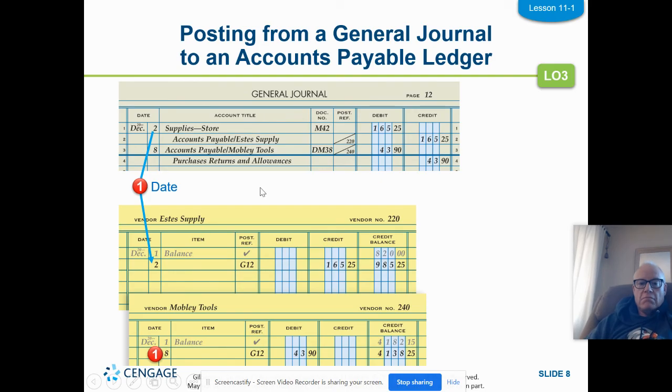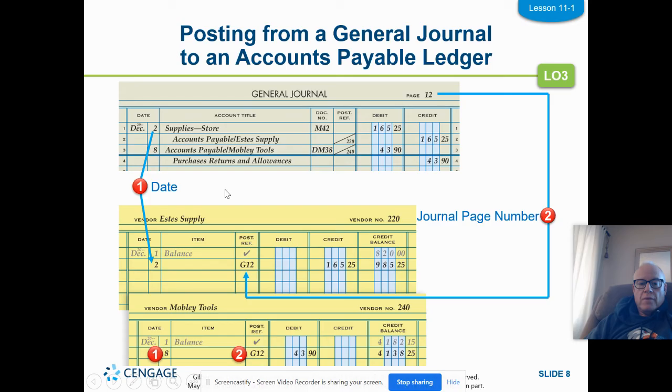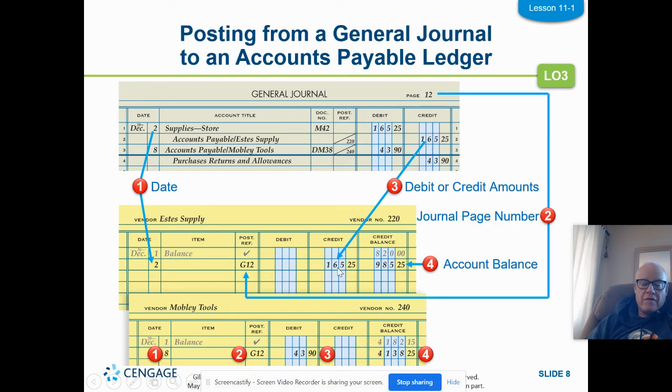Here we have the dates down here, the journal page number being posted down here, the debit or credit amounts. Again, now we're posting to the accounts payable subsidiary ledger. In this case, the original transaction for buying supplies on account, we're going to credit $165 for SD Supply. Remember, it's a natural credit balance. We then will record a new balance: $820 credit plus $165.25 credit gives us a new credit balance.